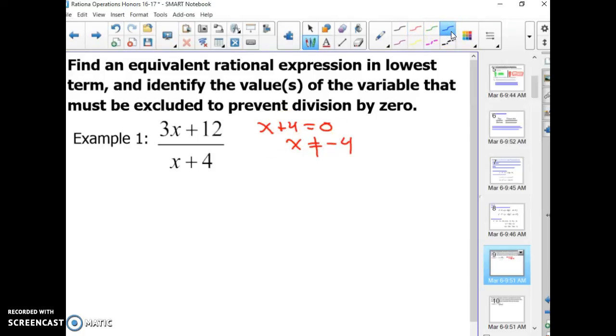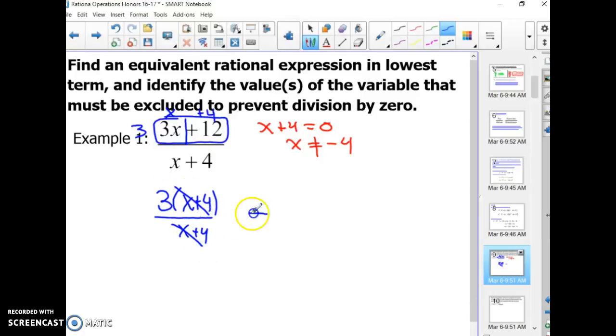Okay, here we go. Find an equivalent rational expression in lowest terms. Identify the values of the variable that must be excluded to prevent division by 0. Look at the top. I can look at it as a box. Split it. What do 3 and 12 have in common? 3. 3 times what will give me 3x is x. 3 times what will give me 12 is 4. So this factors into 3 times x plus 4, over x plus 4. The x plus 4's cancel out, and you get the value of 3.